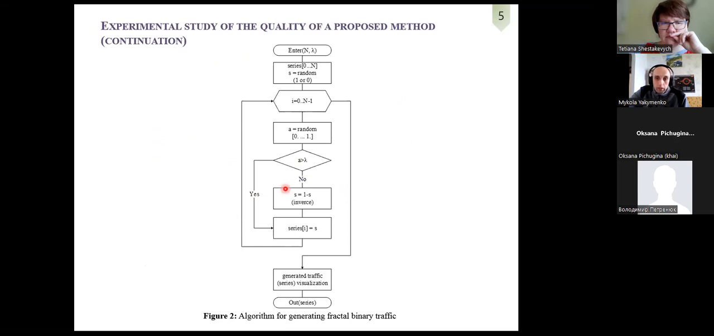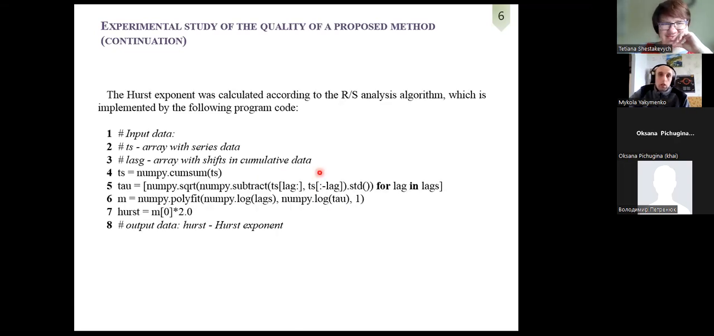And here we have the algorithm for generating fractal binary traffic from entering the initial length and probability lambda. First we generate some series of lengths n or n plus one, and comparing a random array from the interval from 0 to 1 with the probability, we change the initial array or leave it untouched. And here we calculate the Hurst exponent according to the rescaled range analysis algorithm, written in Python 3 code.